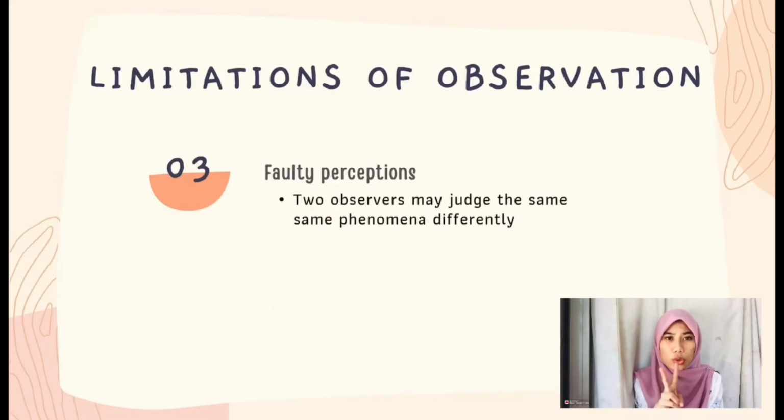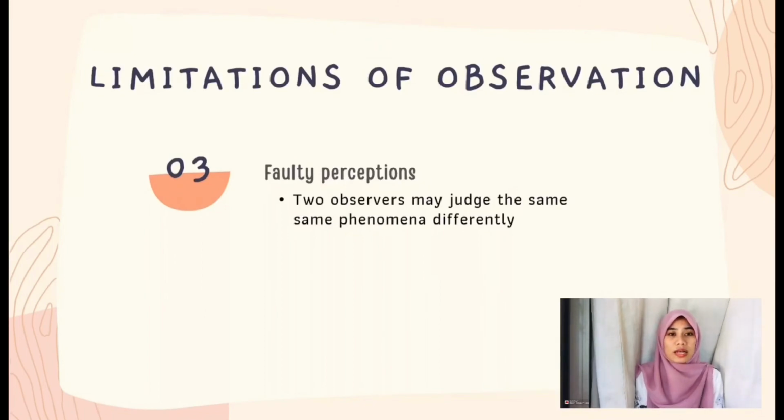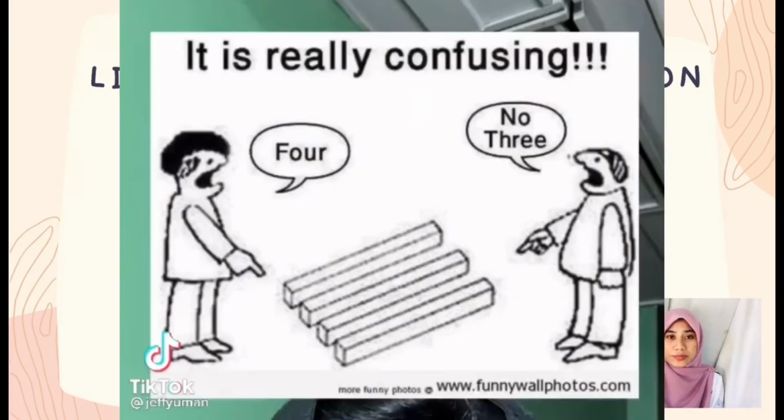Two observers may judge the same phenomena differently. A scenario may provide something significant and beneficial to one individual, while it provides nothing to another. Scientific observations can only be made by observers who have a technical knowledge of the observation.